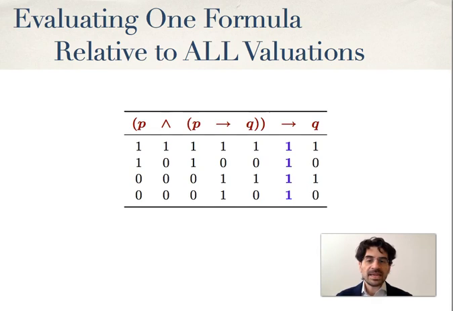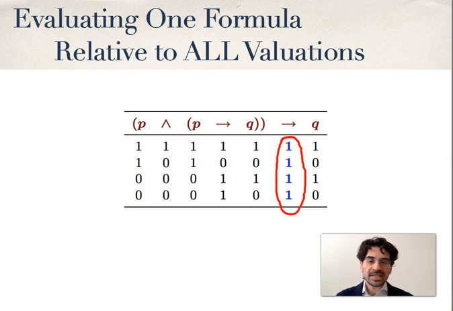This is the formula P and P implies Q implies Q. And the truth values of this formula are listed here. What you see is that this formula always has truth value 1 in every possible situation. Is this the case? We can check that.